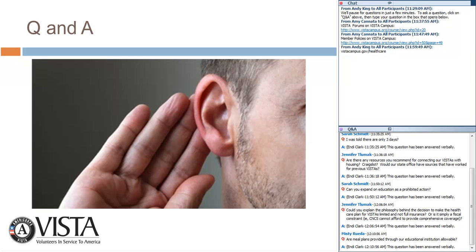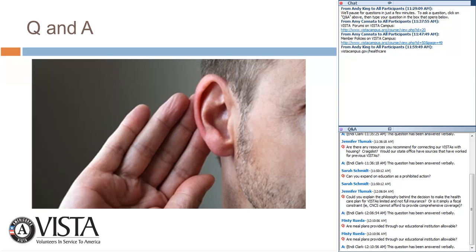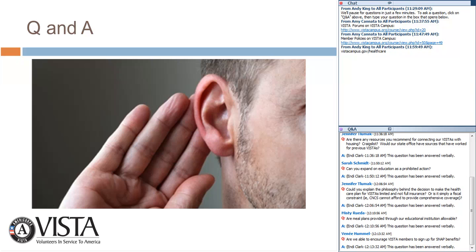And so, Andy, I saw another question pop up that I do want to address. The question is, are we able to encourage VISTA members to sign up for SNAP benefits? And the answer to that question is no. You cannot encourage or require your VISTA members to apply for or sign up for SNAP benefits. You can tell your VISTA members that SNAP benefits exist and they may qualify for those benefits, but you cannot advertise them as an additional benefit for serving as a VISTA member, or force or make somebody apply for that particular benefit.